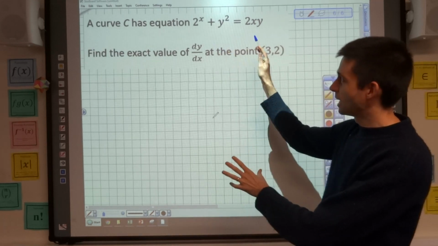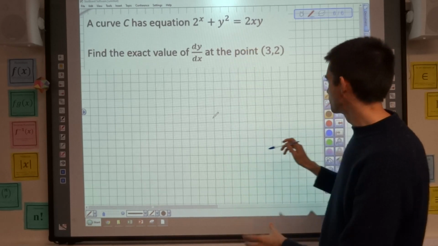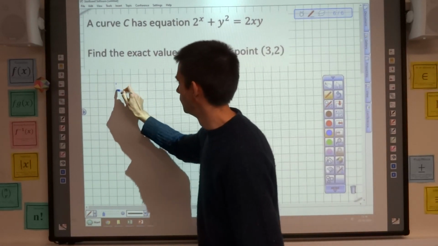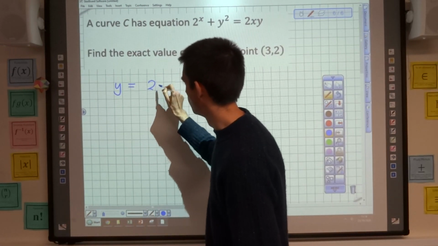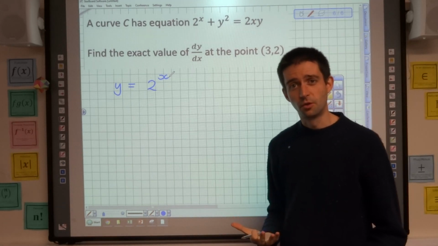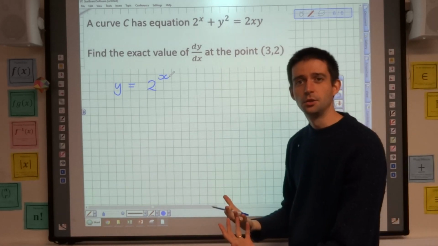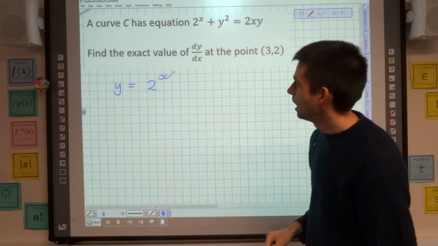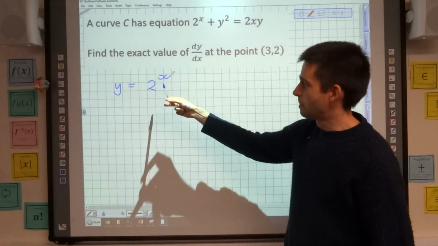Now, before I actually go through this question, I'm just going to look very quickly at how to differentiate expressions of this form, because sometimes you're asked to demonstrate where it comes from, but after that you can just use the general result, which we're just going to derive here. So y equals 2 to the power of x.